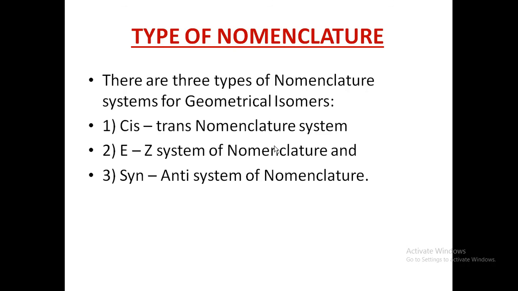Now, types of nomenclature. There are three types of nomenclature systems for geometrical isomers. One is very common, that is the cis-trans nomenclature system. Second, the EZ system of nomenclature. And the third one is the syn-anti system of nomenclature. So there are three types of nomenclature system in the case of geometrical isomerism. Geometrical isomers are named according to these three systems: cis-trans, EZ and syn-anti.